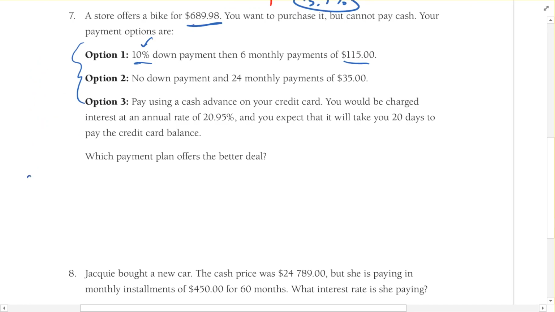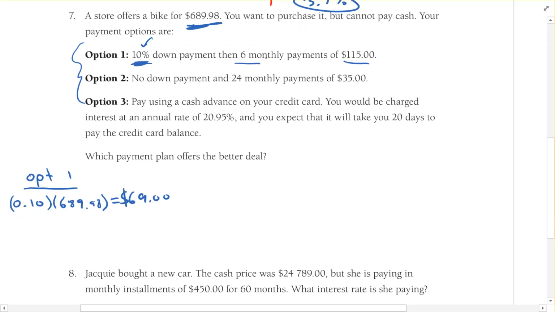So option 1, we're going to start out by figuring out what 10% is. So I'll write that as 0.10 times what I want to figure out 10% of, which is 689.98, which is $69. Okay, so that's what the down payment would be, so $69.